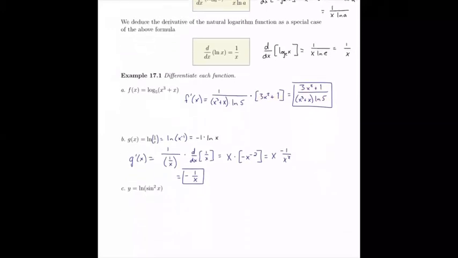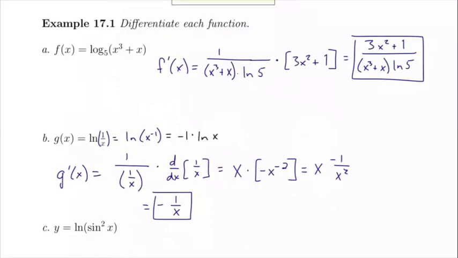Now, another one, natural log of 1 over x. Okay, well, let's be careful here. This could look kind of confusing. Let's take our time with it. This is the natural log of x to the negative 1. There's another way to write this, right? Converting the fraction. We don't have to do it this way, but by doing it this way, I'm going to avoid the chain rule.